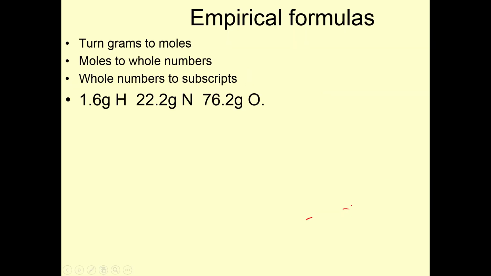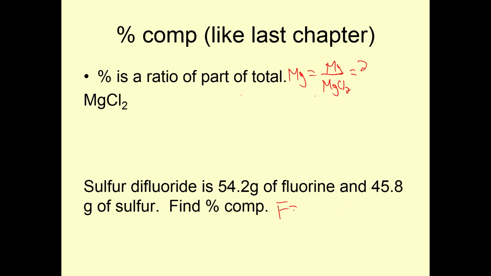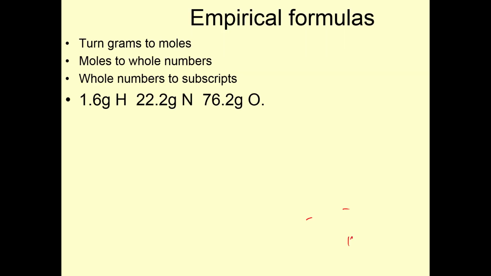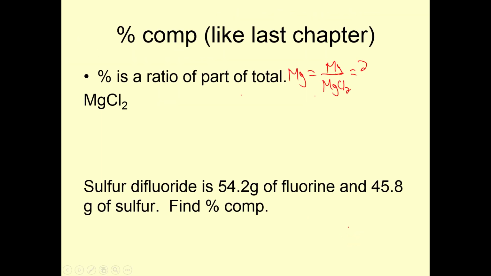Okay? So fluorine is going to be F over SF, which is 54.2 over the total. Add those two together, 54.2 plus 45.8, which is 100. That makes it easy enough, which is 54.2%. S is then going to be S over SF, which is 45.8 over 100, which is 45.8%.